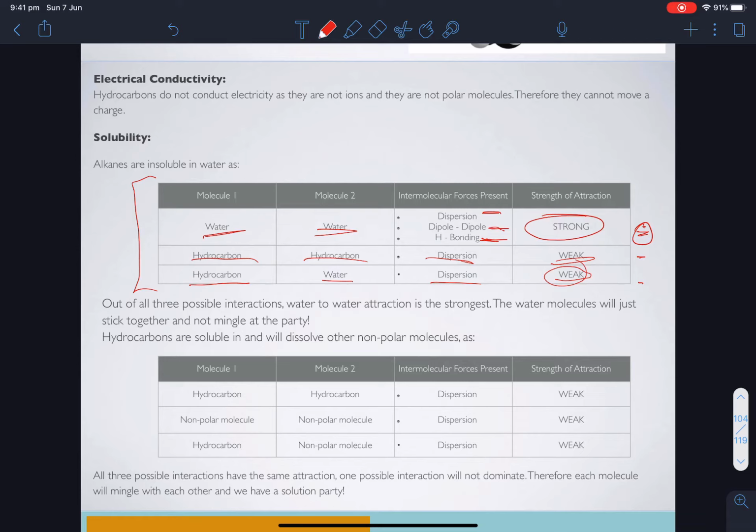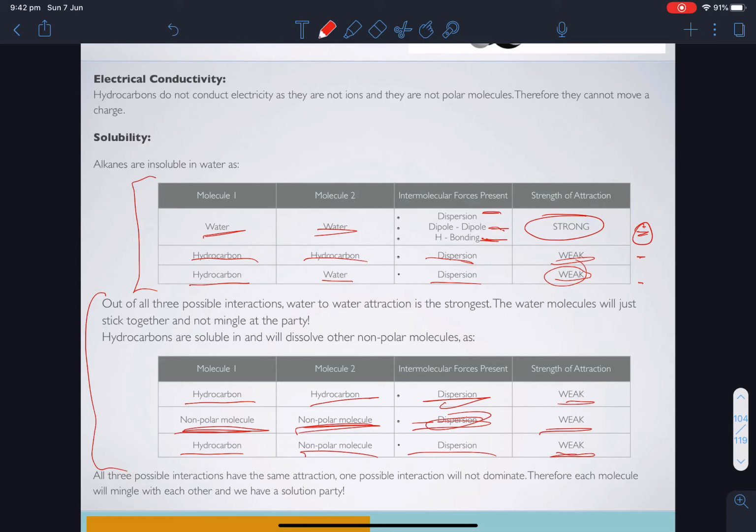Okay, let's swap up the solvent though. Let's talk about a non-polar solvent as opposed to water. Something like petrol. So, here we've got a hydrocarbon and a hydrocarbon. Dispersion forces is very weak. Okay, very weak interaction. Now we're talking about a non-polar molecule, the solvent, with another particle of the solvent will also only have dispersion forces because we've chosen a non-polar solvent. So that's also a weak attraction. Now between a hydrocarbon and a non-polar molecule, there's also only dispersion forces, which are very weak.